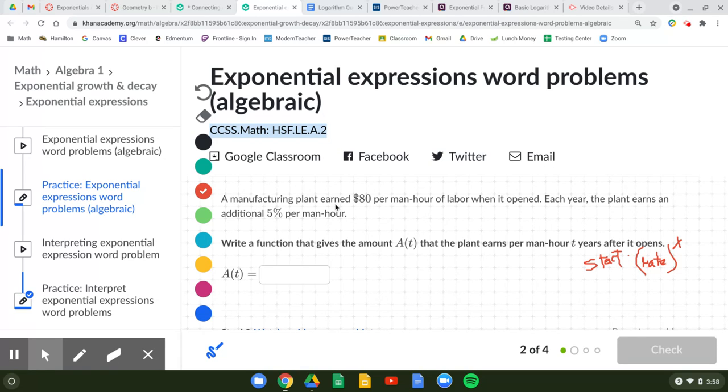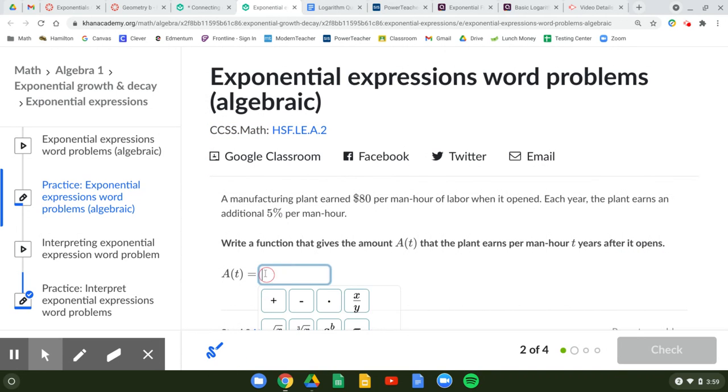So a manufacturing plant has earned $80 per man hour of labor when it opened. Each year the plant earns an additional 5%, so we're going to be adding over 100 for our rate. Right off the bat, the starting amount is 80, and then I'm going to multiply that by 100% plus 5%, which is 105%. After I move my decimal, I'd get 1.05, right? And then you have your exponent, which is just t.